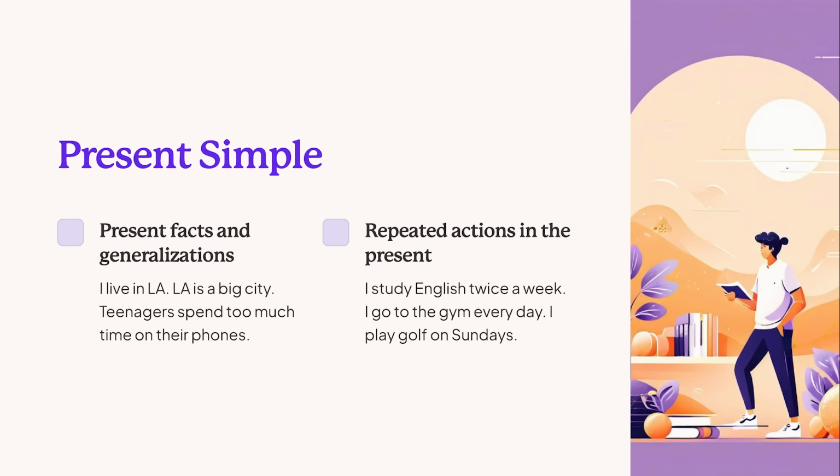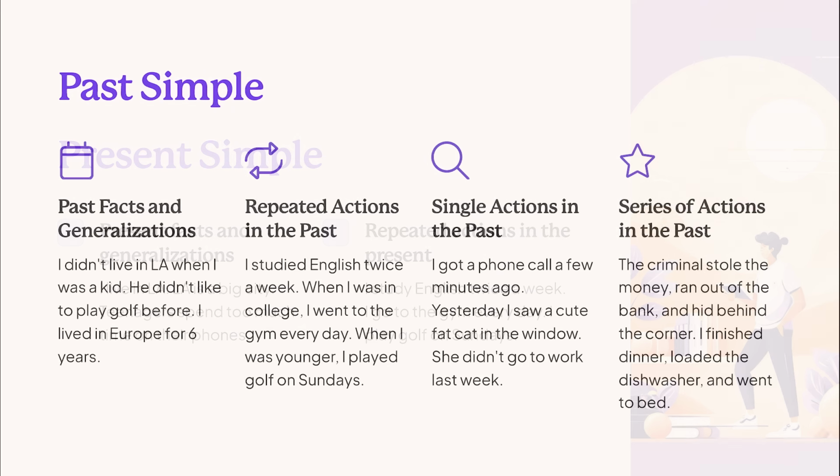The past simple is used in a very similar way, only this time the actions happen in the past. 1. Past facts and generalizations. I didn't live in LA when I was a kid. That's the same fact, but this time it's a past fact. He didn't like to play golf before. I lived in Europe for 6 years.